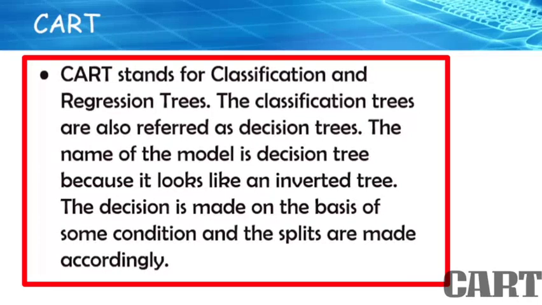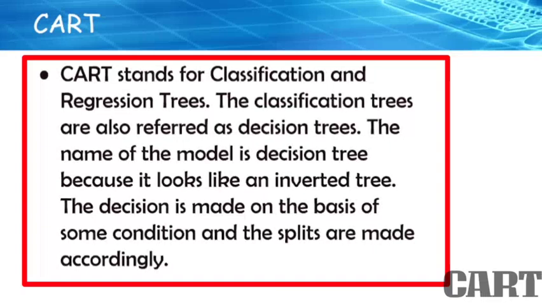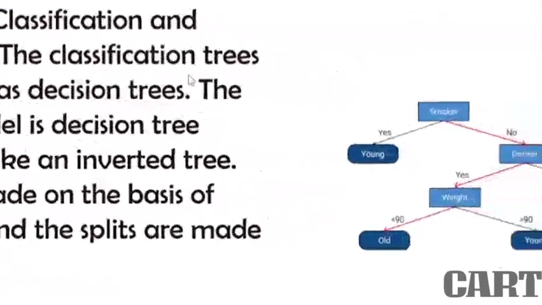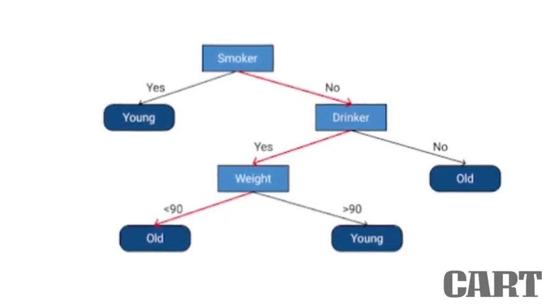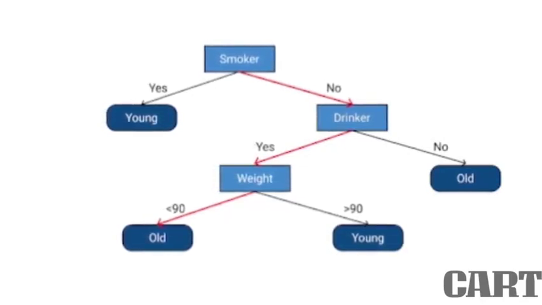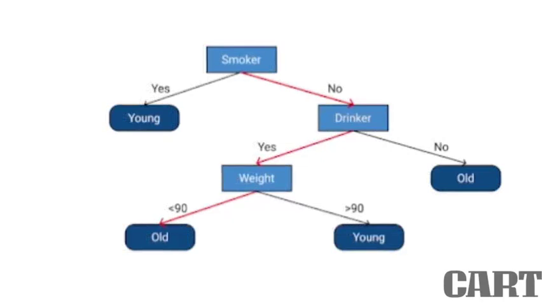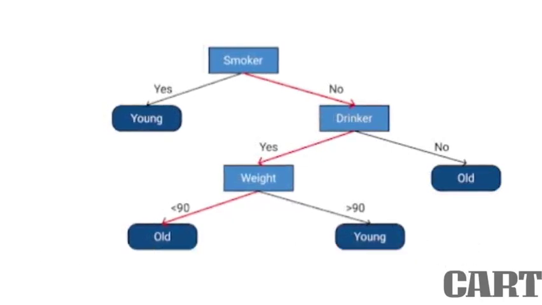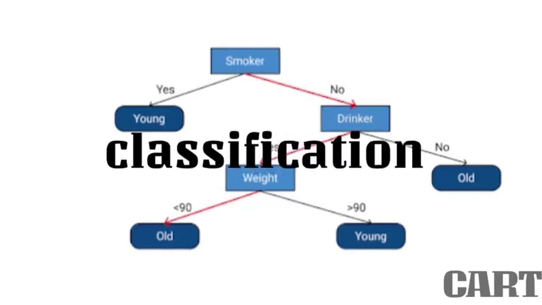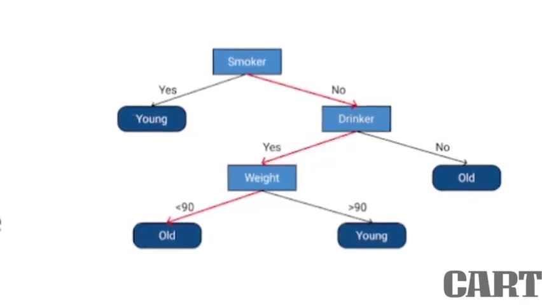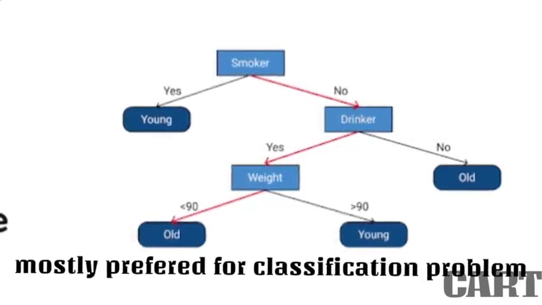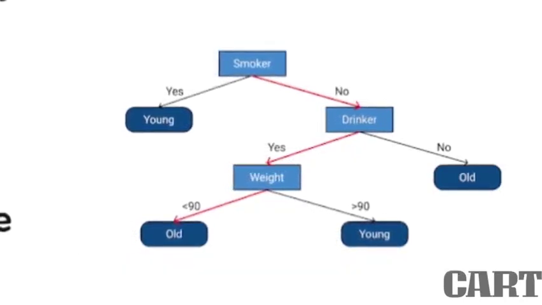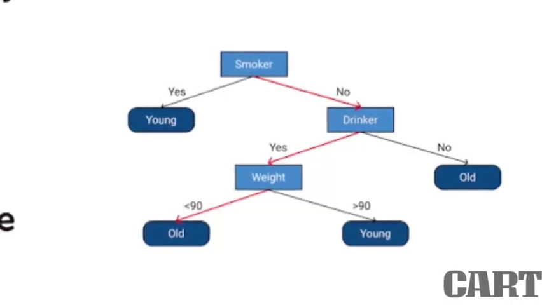The decision is made on the basis of some conditions, and splits are made accordingly. Maybe this picture representation would give more insight about it. Basically, decision tree is a supervised learning technique that can be used for both classification and regression problems. Yes, it can be used for regression problems also, but mostly it is preferred for classification problems, and in this lecture, we'll be going with that perspective itself.